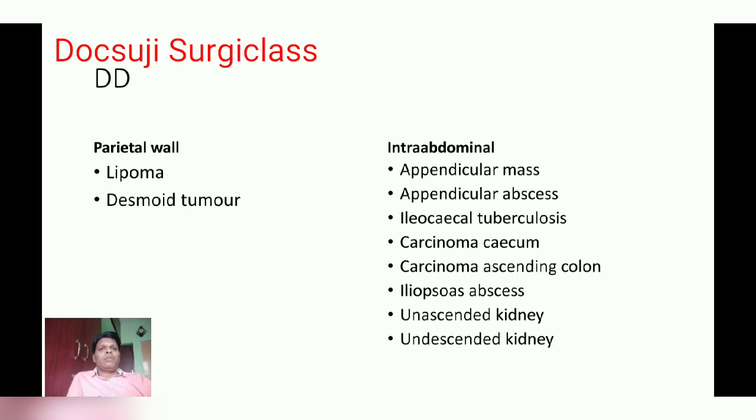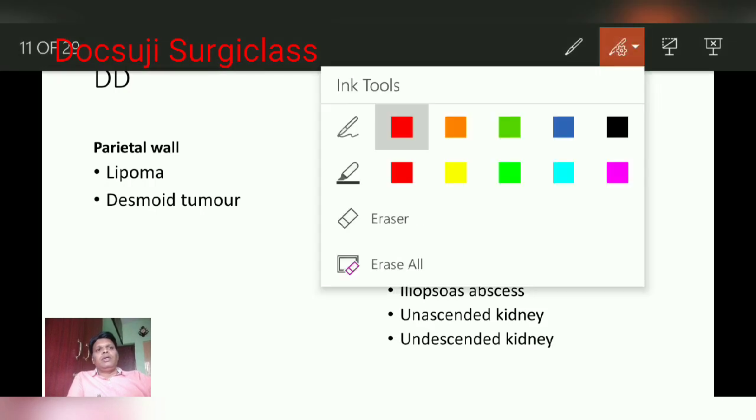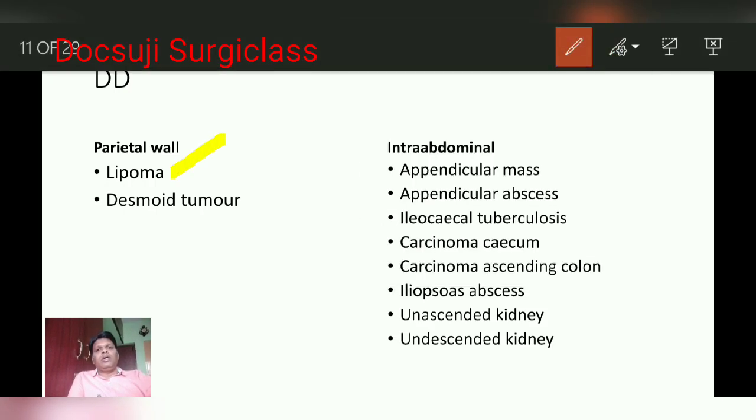Differential diagnosis. Just now we discussed all the planes from which an abdominal mass can arise. The first thing is the parietal wall. For an abdominal lump arising from the parietal wall, the two common conditions responsible for parietal swelling are lipoma and desmoid tumor. Particularly what we are talking about is the right iliac fossa.